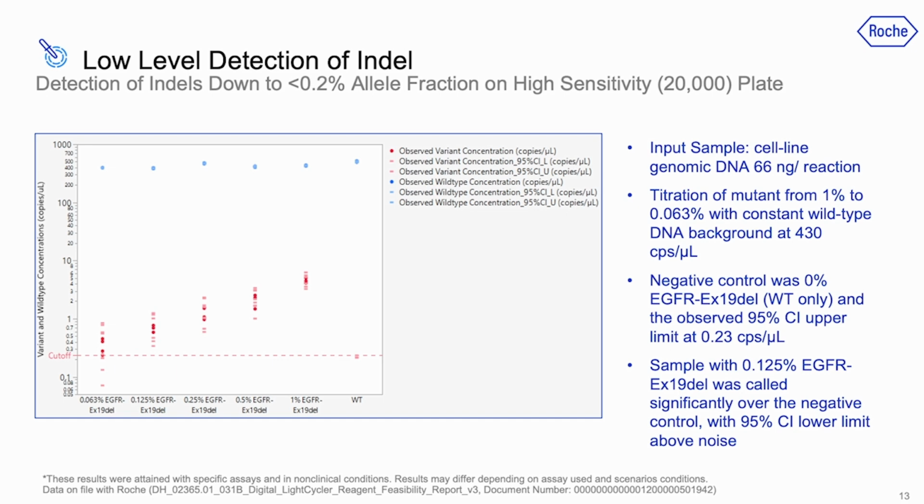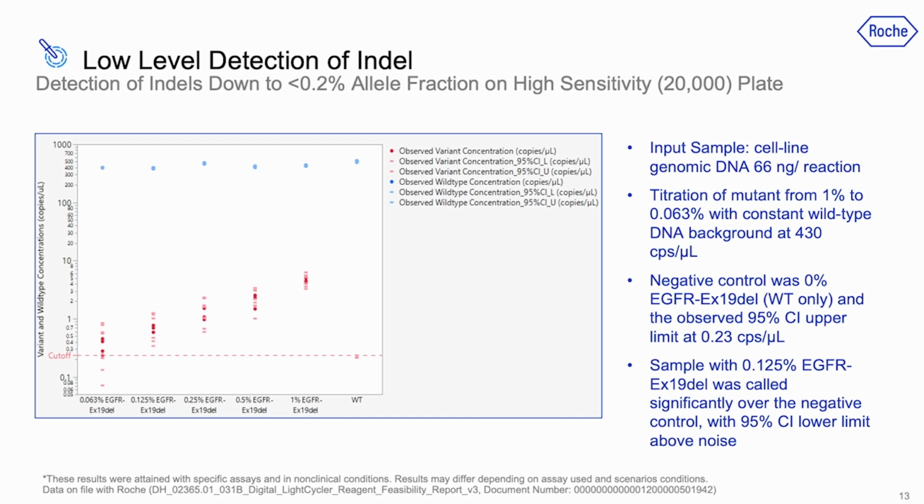Here again, what we're showcasing is cell line genomic DNA at 66 nanograms per reaction. The titration of the mutant is from 0.063% to 1%, again, obviously including wild type, which has no mutant titrated within. The negative control, I should have mentioned the assay, my apologies. This is an EGFR exon 19 deletion mutant that we're looking at here.